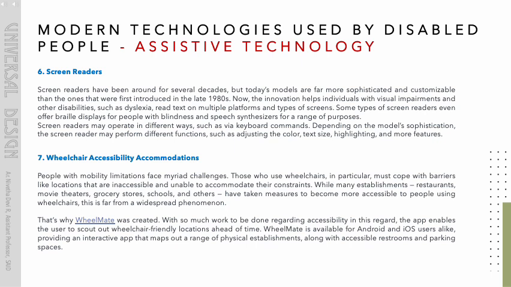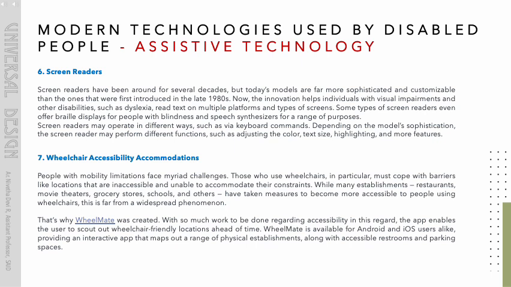7. Wheelchair accessibility accommodations. People with mobility limitations face myriad challenges. Those who use wheelchairs, in particular, must cope with barriers like locations that are inaccessible and unable to accommodate their constraints. While many establishments, restaurants, movie theaters, grocery stores, schools, and others, have taken measures to become more accessible to people using wheelchairs, this is far from a widespread phenomenon.